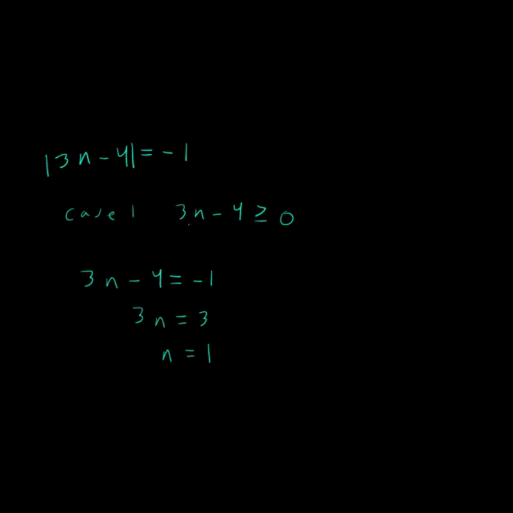I think the issue is, we find that n equals 1 for this, but the problem is if n equals 1, then our case is wrong, right? Because we say that this is a case where 3n minus 4 is greater than or equal to 0. But if n equals 1, then this is negative 1. So n equals 1 is the only possible solution, and it can't be the solution because it would go against what we assumed in this case.